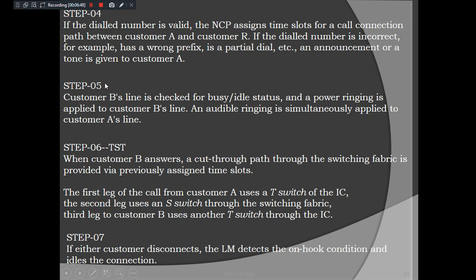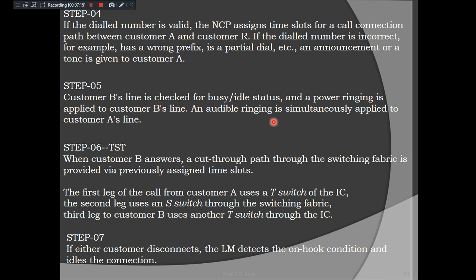Okay. Then step number 5, you can see here, customer B's line is checked for busy or idle status by sending a small amount of AC current to that sleeve line. You have to include all these things here. It may not be shown here, but by experience I am telling, and I insist you to write all those things. So how is it checking busy or idle status? By sending a small amount of AC current, and a power ringing is applied to customer B's line.